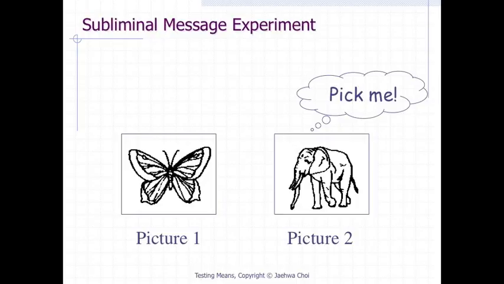Suppose an experimenter wanted to know if people are influenced by a subliminal message. She shows 9 subjects a series of 100 pairs of pictures, like the ones shown here. As each pair of pictures is shown, a subliminal message is presented suggesting the picture that the subject should choose.